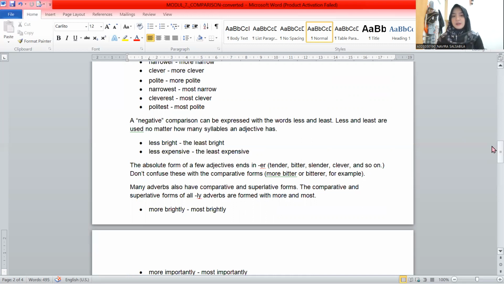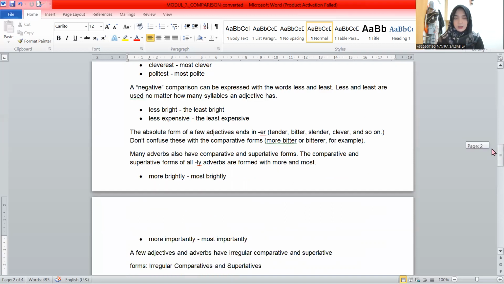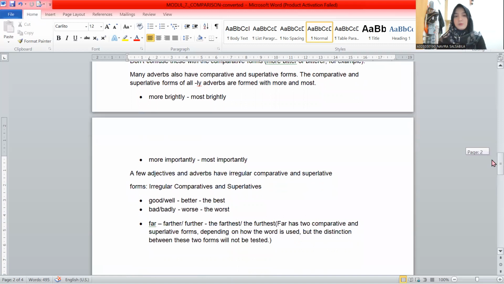Many adverbs also have comparative and superlative forms. The comparative and superlative forms of all -ly adverbs are formed with more and most. For example, more brightly and most brightly. Second, more importantly and most importantly.